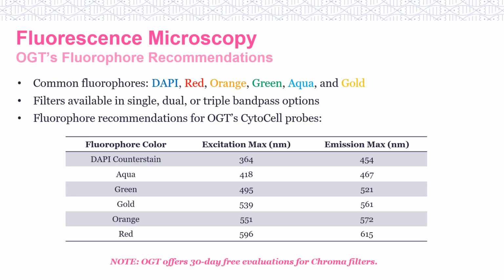DAPI, red, orange, green, aqua, and gold are among the most common fluorophore colours in FISH. Different filters are available to view these fluorophores in either single, dual, or triple bandpass combinations, meaning you can see 1, 2, or up to 3 fluorophores simultaneously. When choosing your microscope filters, it is essential to note that different manufacturers offer probes labelled with various fluorophores, and proper care should always be taken to ensure correct analysis of your laboratory specimens.